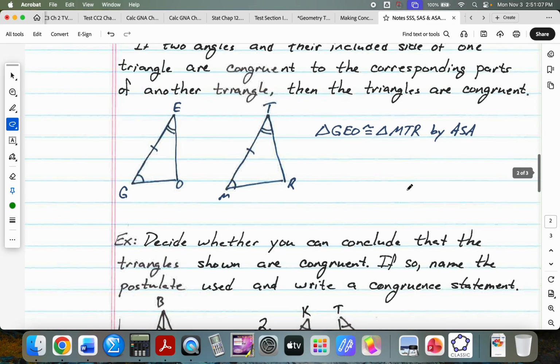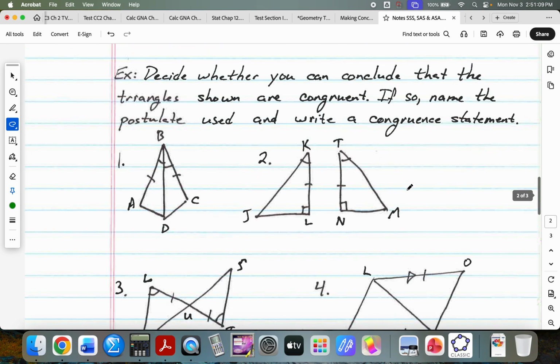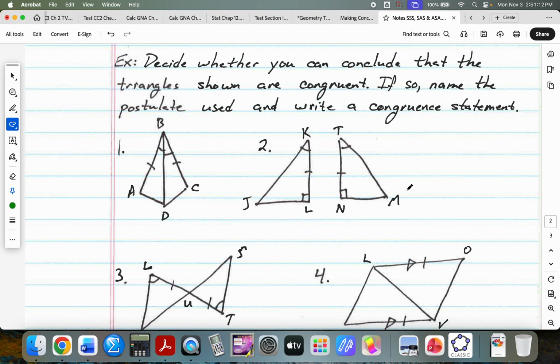All right, so what kind of problems are you going to have to be able to do with these? Well, one type is this. It'll say something like this: decide whether you can conclude that the triangles shown are congruent. If so, name the postulate used and write a congruence statement. Now, a congruence statement is just where you say triangle ABC is congruent to triangle XYZ. And that's so you can practice making the corresponding parts match up, because that's going to be really important to us.